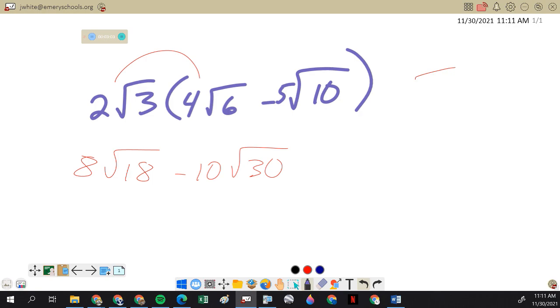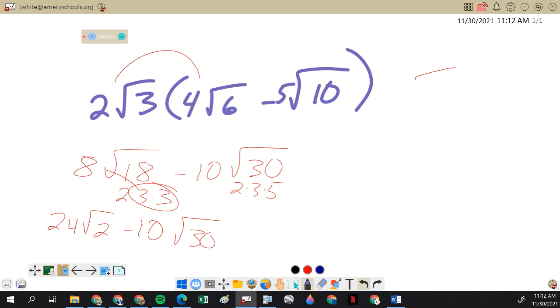And then we check to see if they simplify. 30 is 2 times 3 times 5 with no pairs. 18 is 2 times 3 times 3. So we bring out a set of 3's. That becomes 24 root 2 minus 10 root 30. Does that make sense? Okay.